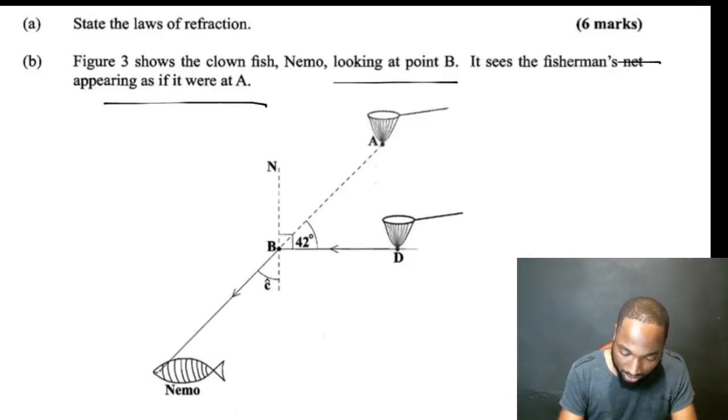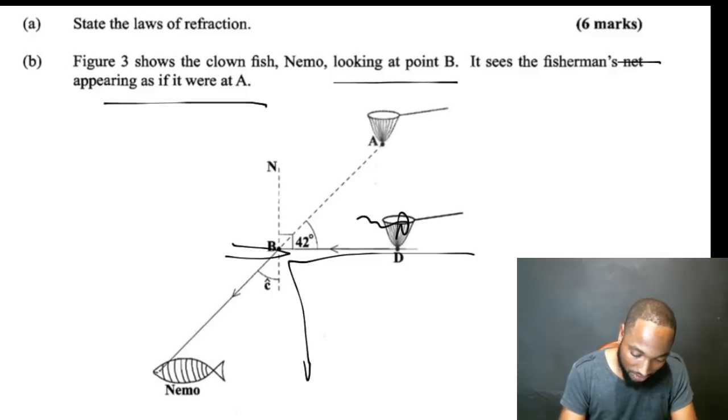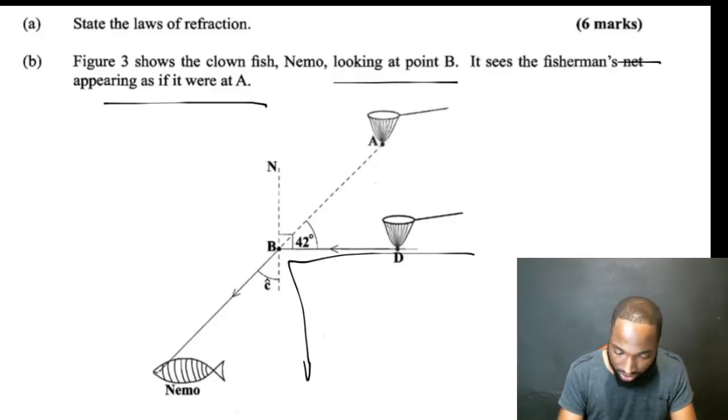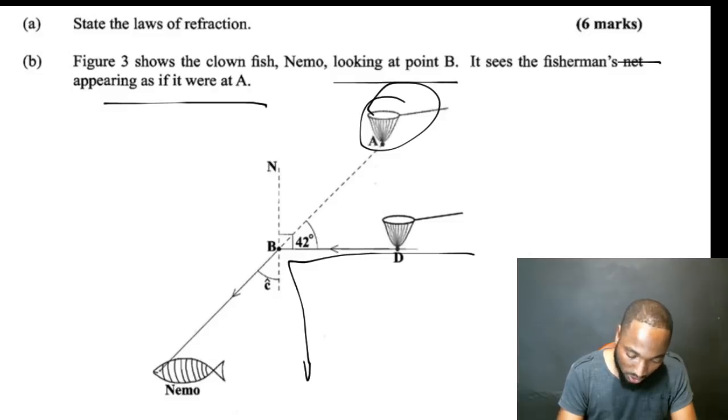So imagine that now. You come in quietly on this side, and this fish is seeing you, although you can't even see the fish yet. Imagine the bank here and there's the water. You thought you were hiding from the fish, but the fish is seeing you now, thanks to refraction. To Nemo, the fisherman's net is up in the air here, so he's seeing that net coming from any distance.